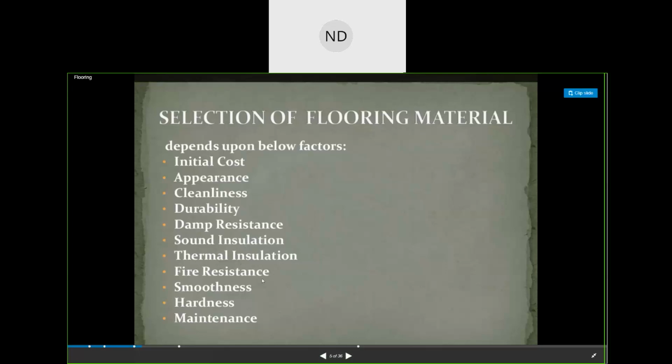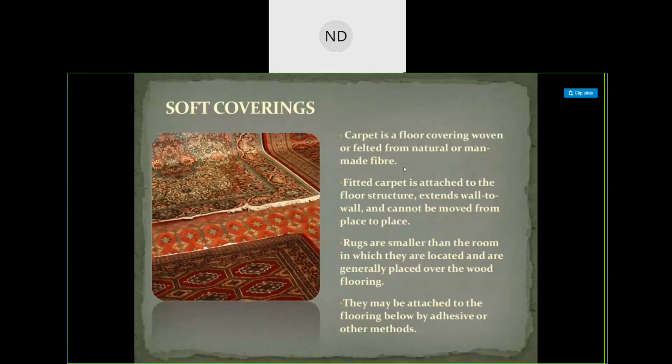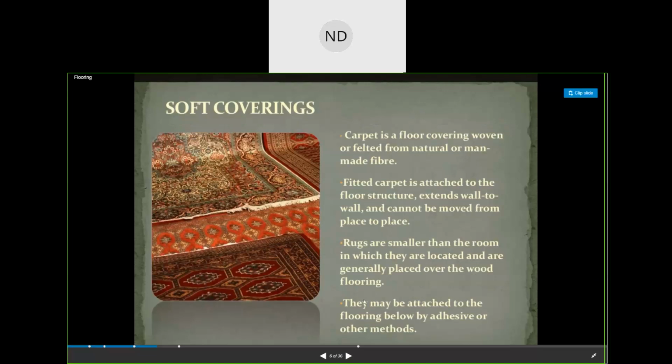Thermal insulation, fire resistance, smoothness, hardness, all these things have to be kept in mind. Kept in mind means depending upon these only you will be choosing your flooring material. Okay, so what are your requirements, how you want them, and what is your economic condition, etc. Okay, so these are the different types of covering.